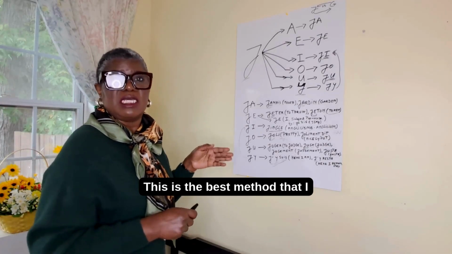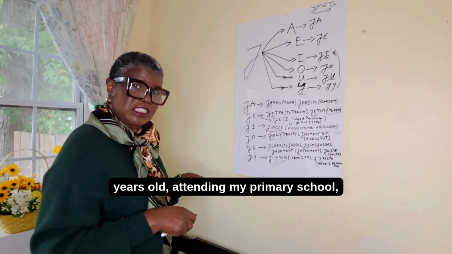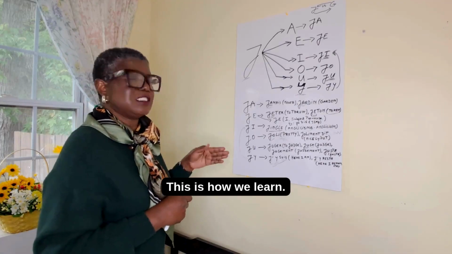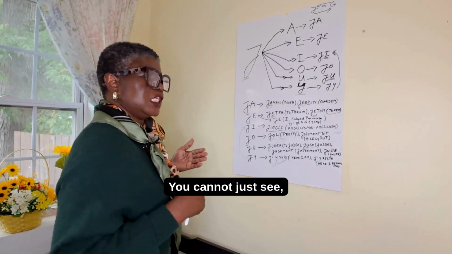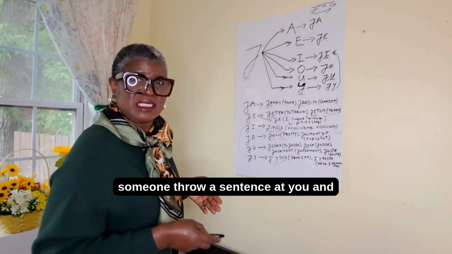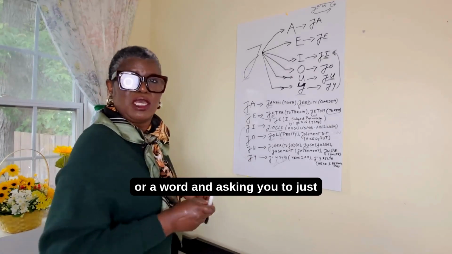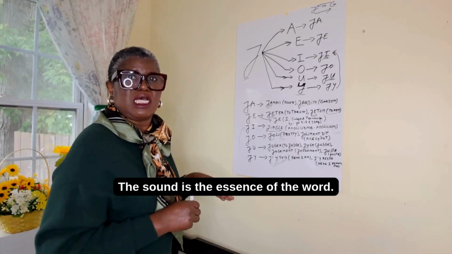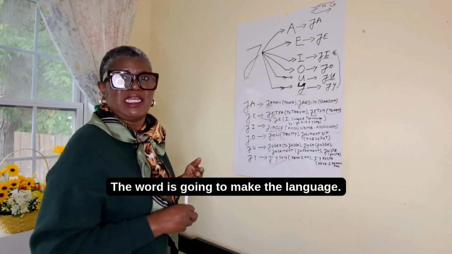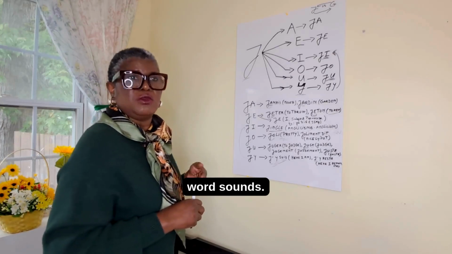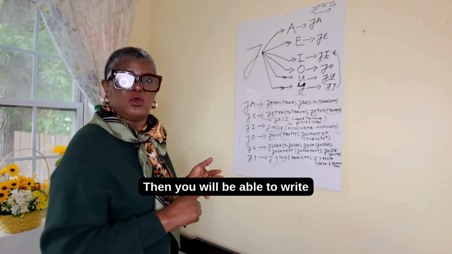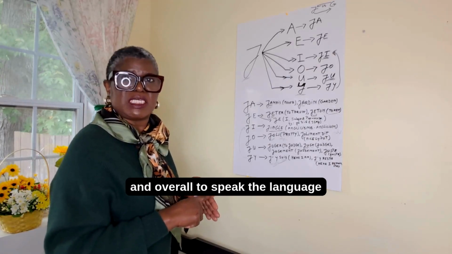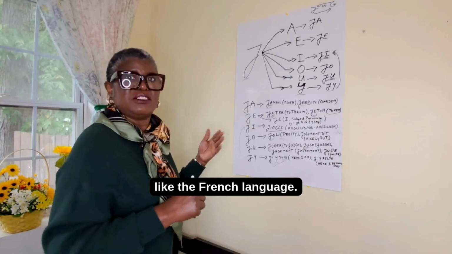This is the best method that I followed myself when I was 6 years old, attending primary school, starting school from scratch. This is how we learn. You cannot just be learning French, with someone throwing a sentence or a word at you and asking you to repeat it without knowing the structure behind. Behind the structure, there is a sound. The sound is the essence of the word. The word is going to make the language. So you need to know how each word sounds, then you will be able to write it, spell it, read it, pronounce it, and overall speak the language.